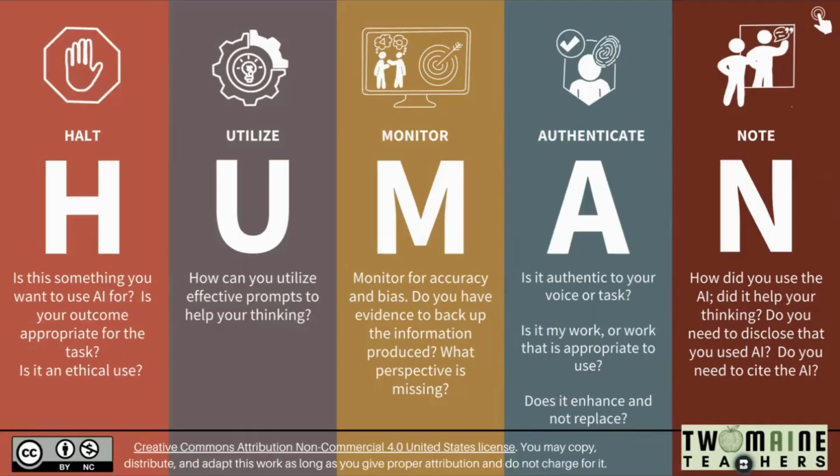A stands for authentic. How do I use this in an authentic way? How do I use it so that I have authentic experiences for my students? And then N stands for note. I modeled this for you at the beginning, where we talked about how AI is a part of my presentation. So how do I need to disclose that? Or also reflect on my use and think about how I'm using it.